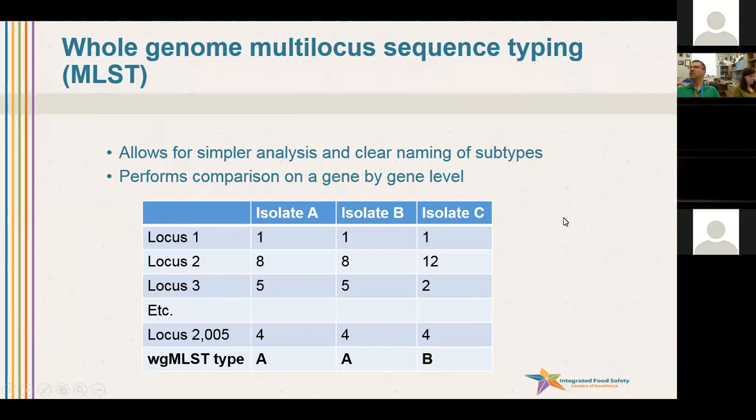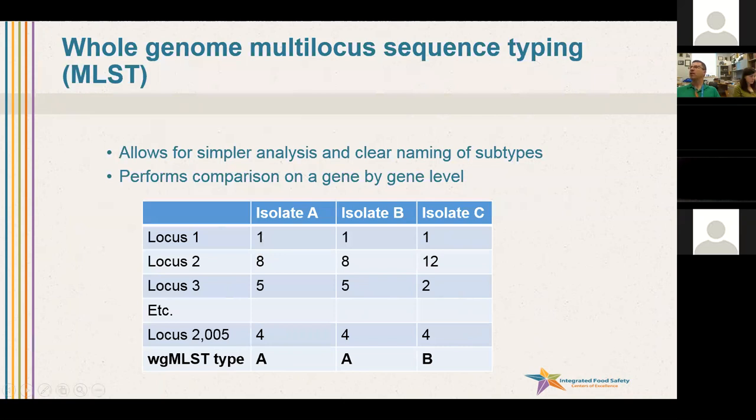Hypothetical 3 isolates, A, B, C. Hypothetical large number of loci or genes, 1 through 2005. Look at the first locus, all, let's say, 1,000 nucleotides of it. All 3 isolates are the same. Locus 2, isolate A and B are the same. Isolate C is different. Locus 3, isolate A and B are the same. Isolate C is different. We then look at all of them. If 2 isolates are the same at all loci, we call them the same MLST type, type A. If they're different, we call them B.